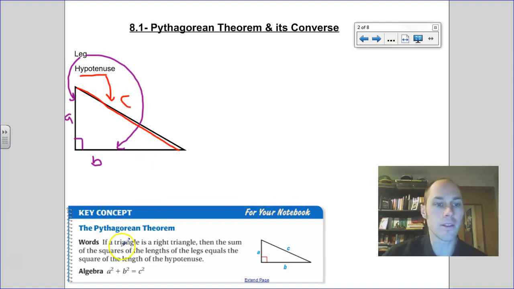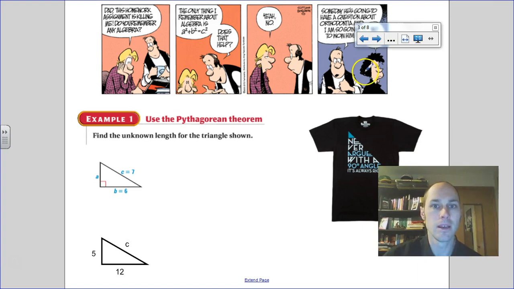Okay, so the Pythagorean theorem in words states that if a triangle is a right triangle, the sum of the squares of the lengths of the legs is equal to the square of the length of the hypotenuse. And we use a squared plus b squared equals c squared as the algebra for that. So let's take a look at a problem that we can apply the Pythagorean theorem for.